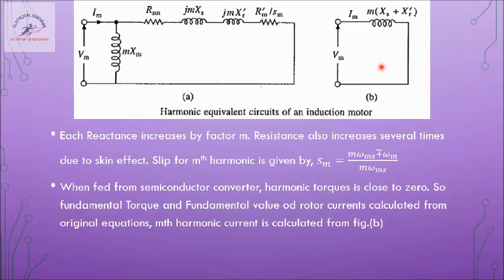Okay, so the equation is Im equals Vm by Mx, where M stands for the number of the harmonic, so the supply voltage and supply current of that particular harmonic, and X is the synchronous reactance, which we call the stator reactance plus the rotor reactance referred to the stator side. Okay, per phase. So all these are per phase values.